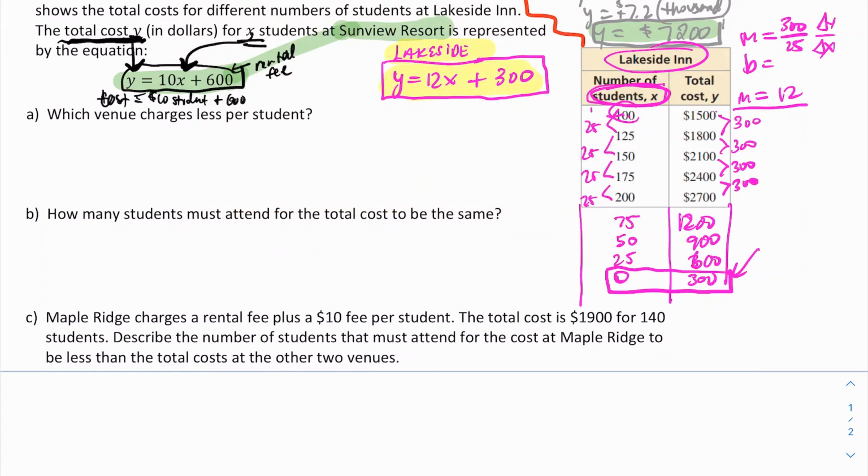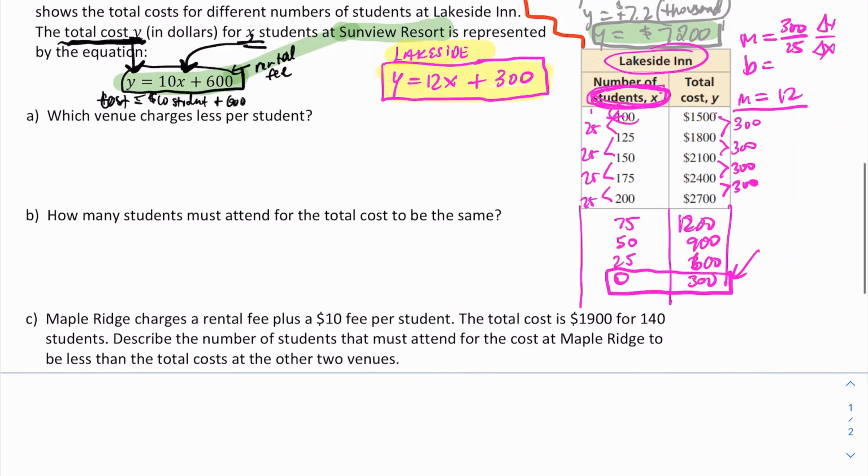Okay? And all the variables stand for the same thing. X stands for total number of students, or the cost per student in this case. The y-intercept is the rental fee, and then y is the total cost for that venue. And I erased the y.